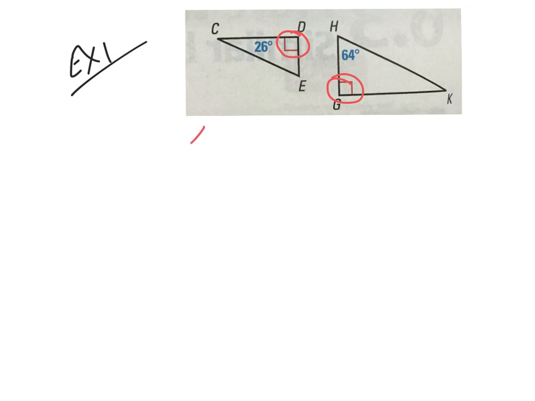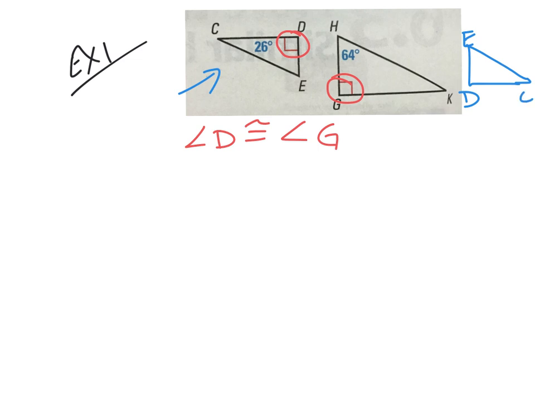We can say that angle D is congruent to angle G so far, but that's it so far. If I were to flip this little triangle around to make it sit the same way as this bigger one, you know that this is D, this is E, and this would be C, and my right angle would be right here. And then they tell me this little angle is 26, right? Can we find the measurement of that missing angle up here?